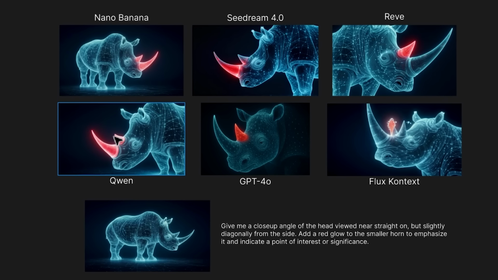Nano Banana and Qwen just couldn't understand to only apply it to one horn. Seedream got the wrong horn. ChatGPT got the right horn, but it changed the style so much. It wouldn't really be usable for what I needed it for, because I was using these as start and end frames for a video. Then Flux Kontext, I don't know what's going on there.